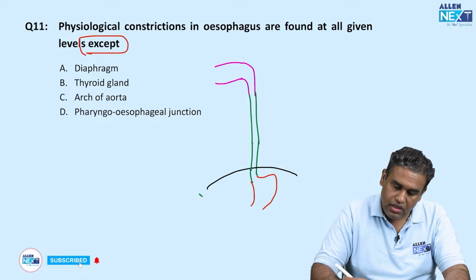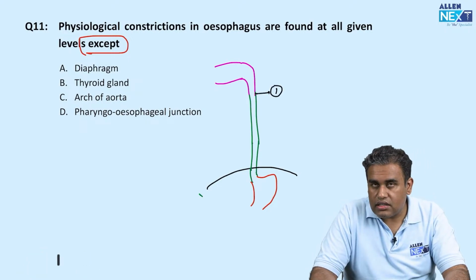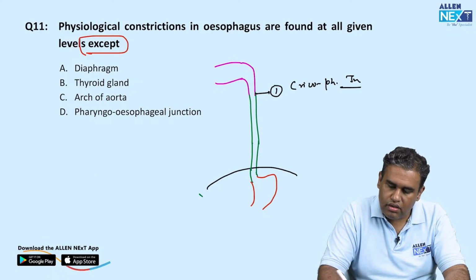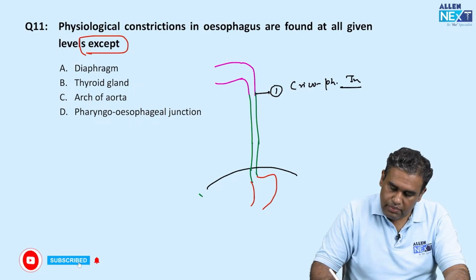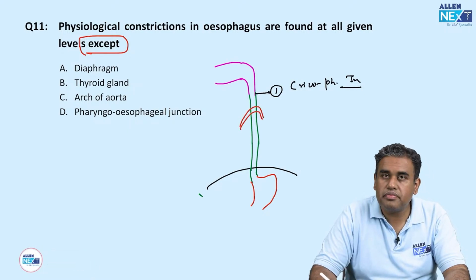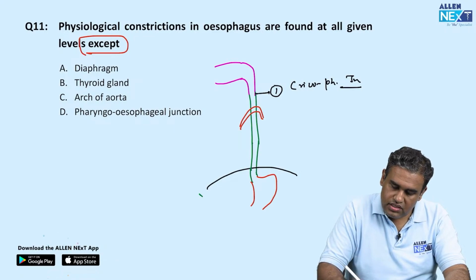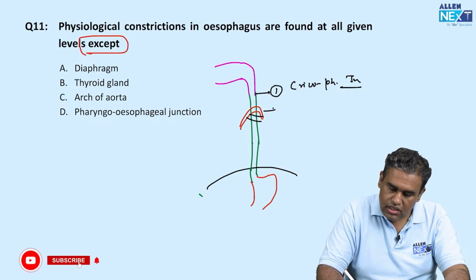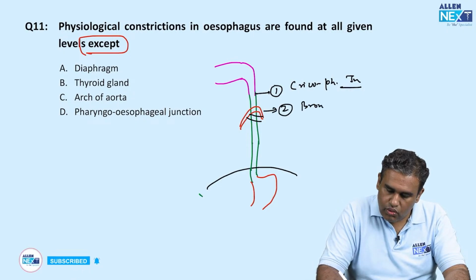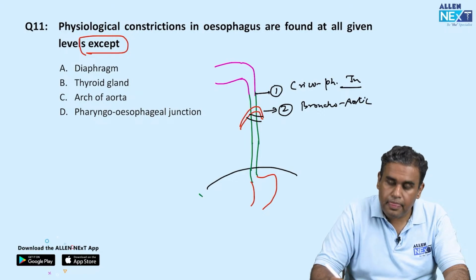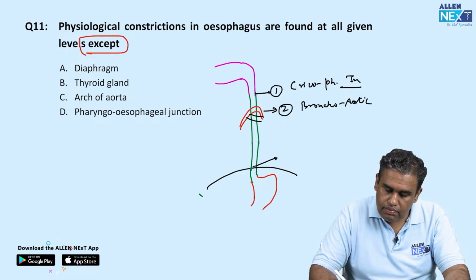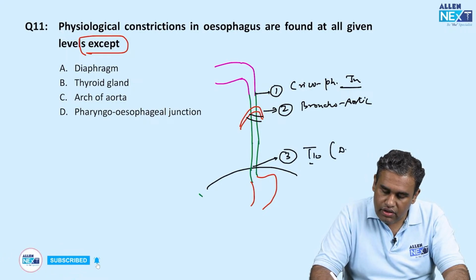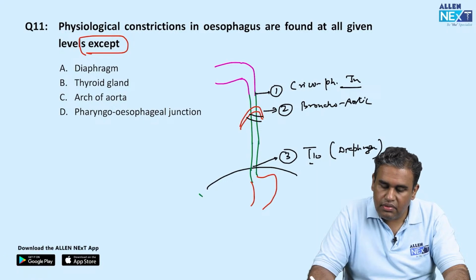So there are a few constrictions over here. What are those? The first constriction is at the beginning, the cricopharyngeal junction. Then the arch of aorta compresses it, and apart from this, there is the left bronchus. They are very close, so these structures form the second constriction, known as the bronchoaortic constriction. The third major constriction is when it passes through the opening of the diaphragm, at the T10 level. So these are the major constrictions.